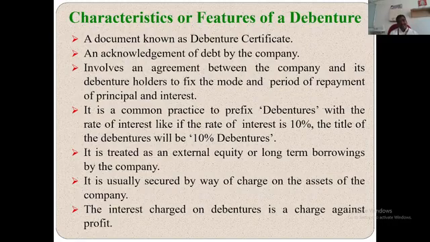Next, it involves an agreement between the company and its debenture holder to fix the mode and period of repayment of principal and interest. It is a common practice to prefix debentures with the rate of interest; if the rate of interest is 10%, the title of the debenture will be 10%. It is treated as external equity or long-term borrowing by the company. It is usually secured by way of a charge on the assets of the company. The interest charged on debentures is a charge against profit.